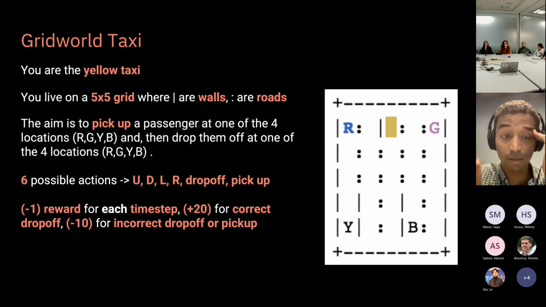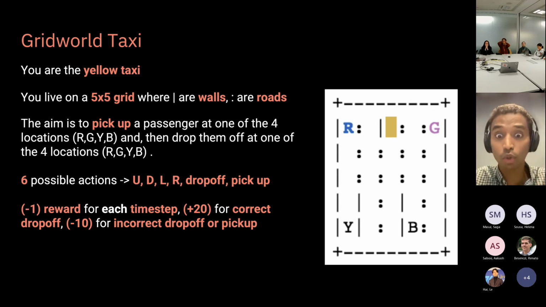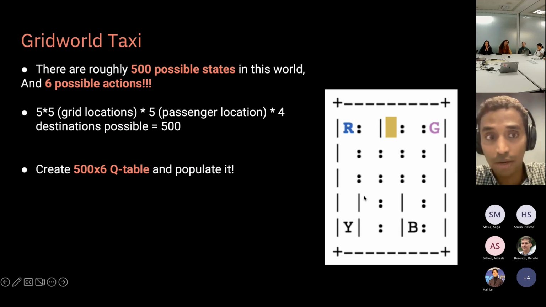So always there are six possible actions: you go up, down, left, right, you drop off the passenger, or you pick him up. Every time we give -1 reward for each time step, +20 for the correct drop off, and -10 for the incorrect drop off. You always try to differentiate between the different actions so that the model will get a high penalty for not performing the right actions.